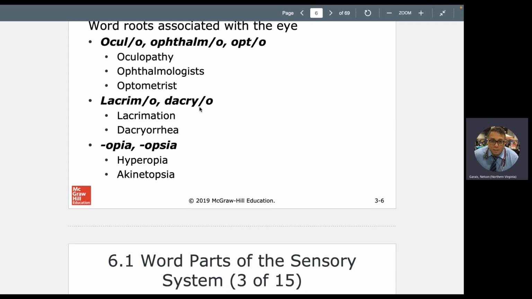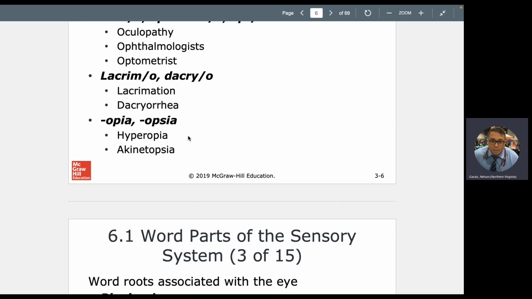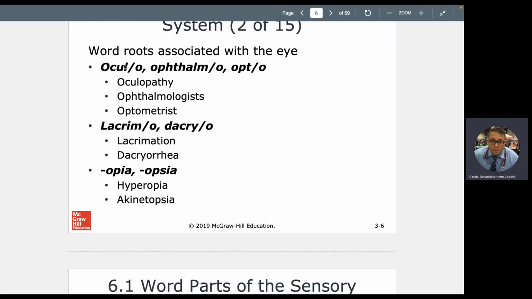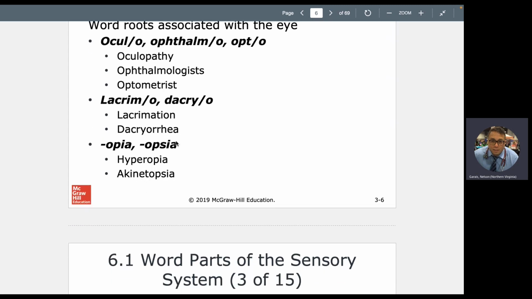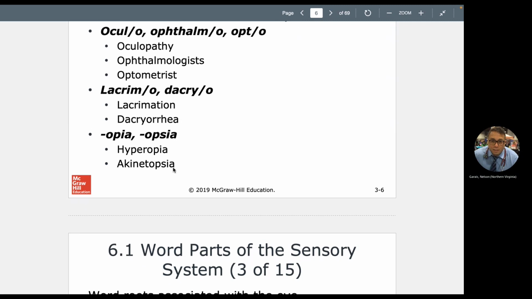Lacrimal or dacryo means tears, so lacrimation, process of making tears, right? And dacryorrhea is when there is an excessive flow of tears. Opia is a suffix that means vision. So you have up here the roots that mean vision, but down here you have the suffix that means vision. Doesn't that look like a nice parts question? Hyperopia, farsightedness, and myopia is nearsightedness. Doesn't that look like a opposite side of the coin question?